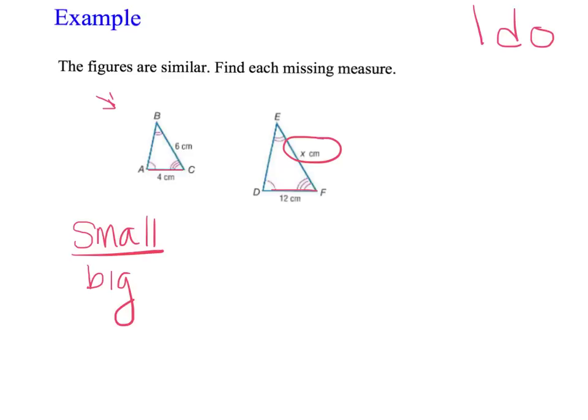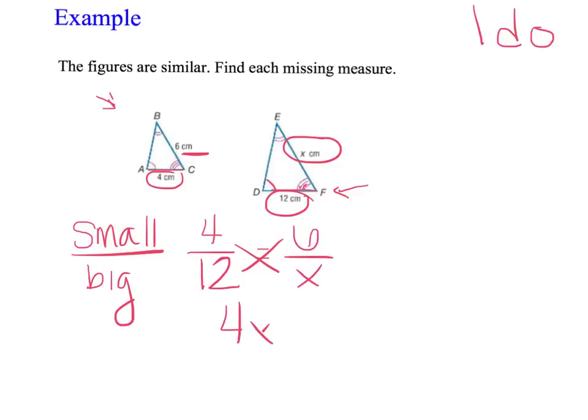Now look over here at DF. Do you see that D has 1 arc and F has 3 arcs? That means that those are the same line. So small AC is 4. Big is going to be 12, right? 4 here, 12 here. And I'm going to set that equal to the small of 6 over x. Okay? And then you just solve your proportion. We get 4x equals 72. Divide by 4, and x equals 18.